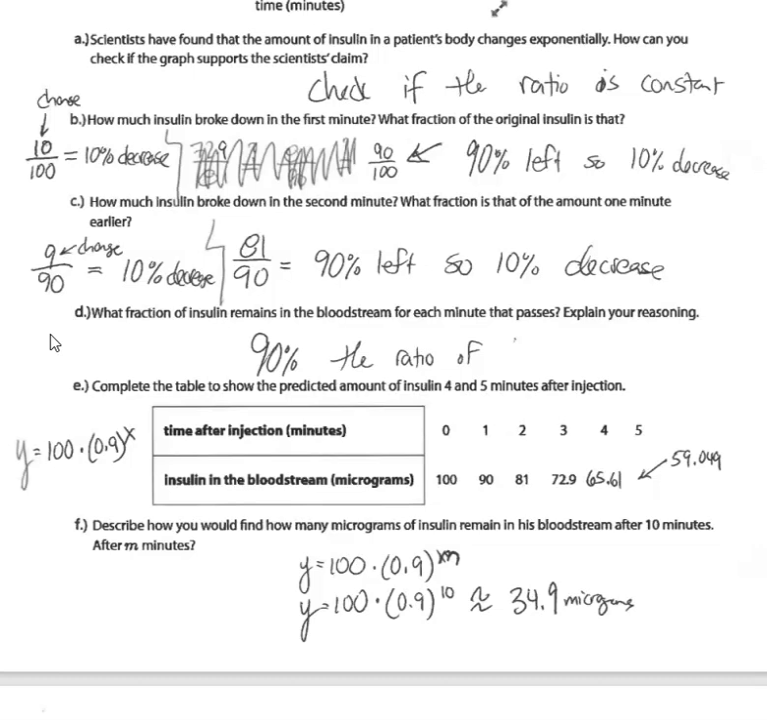And then lastly, it says, what is the generic equation, which we have here? And lastly, how much will there be after 10 minutes? So we're able to substitute 10 in for the exponent, and you get 34.9 micrograms.